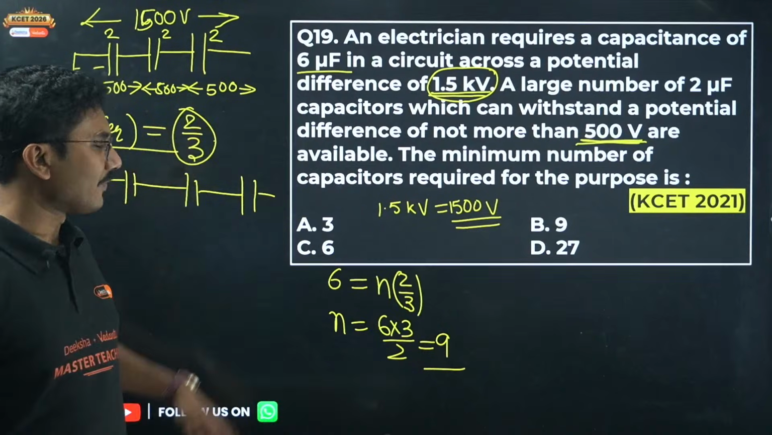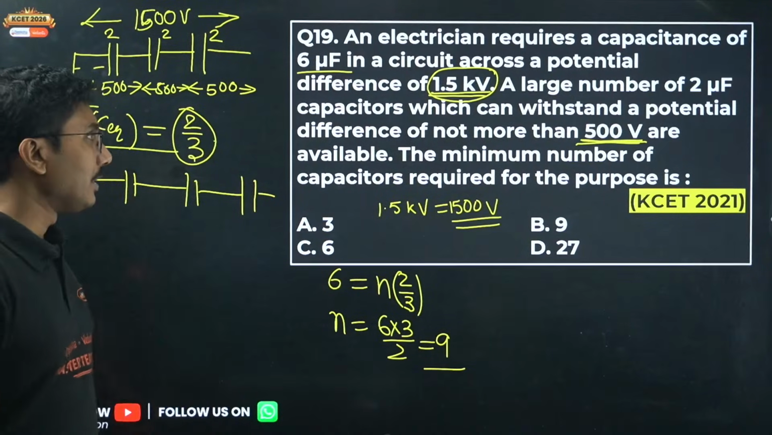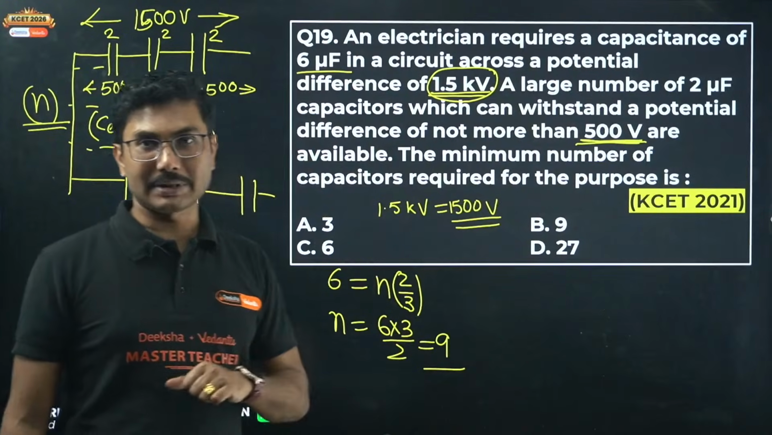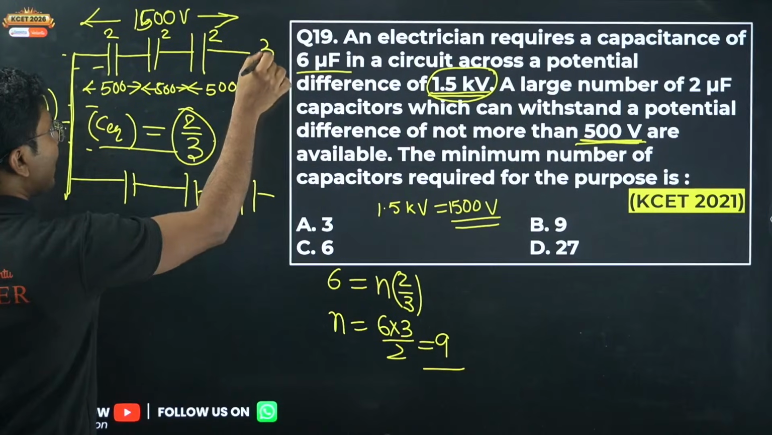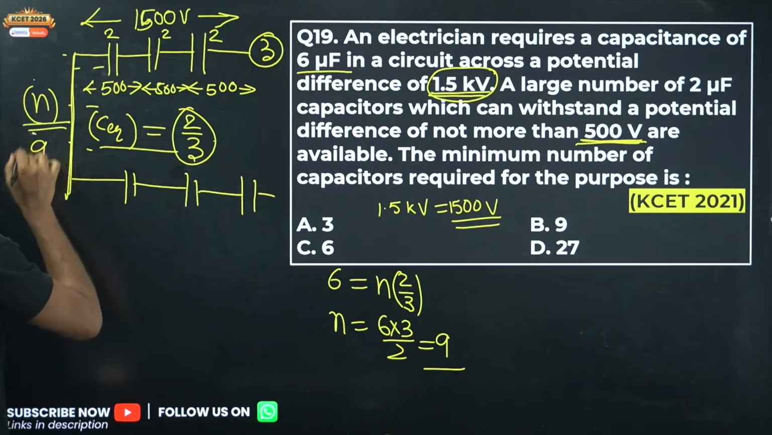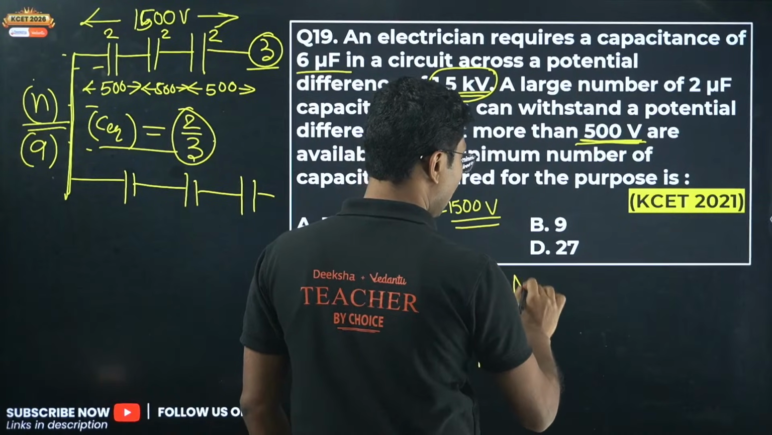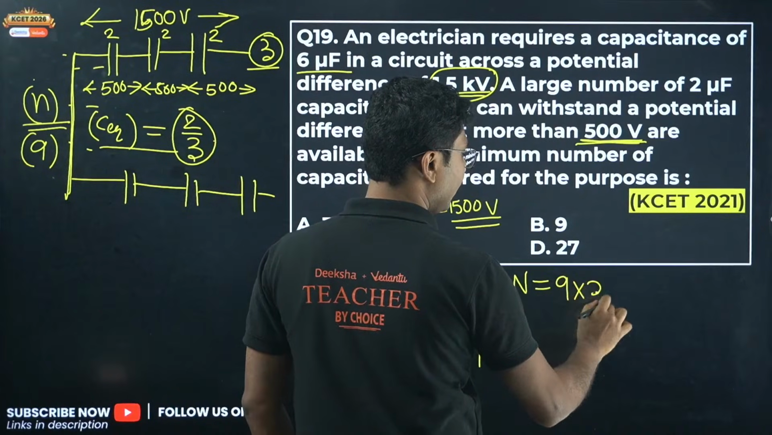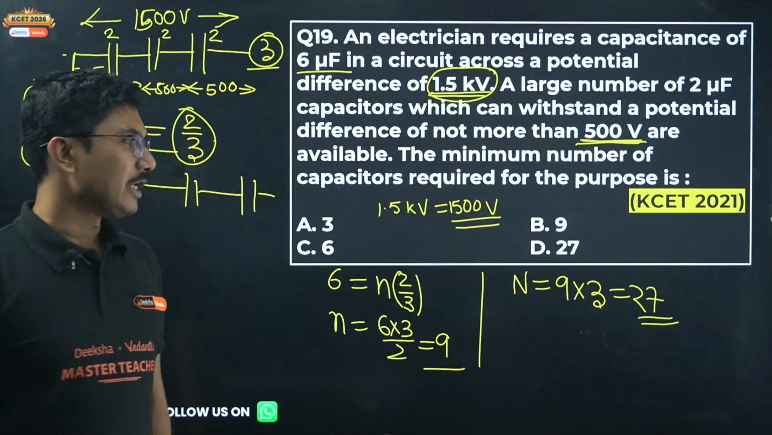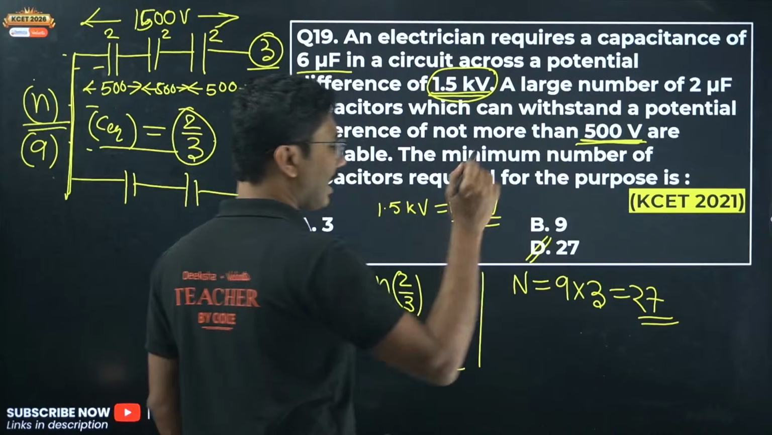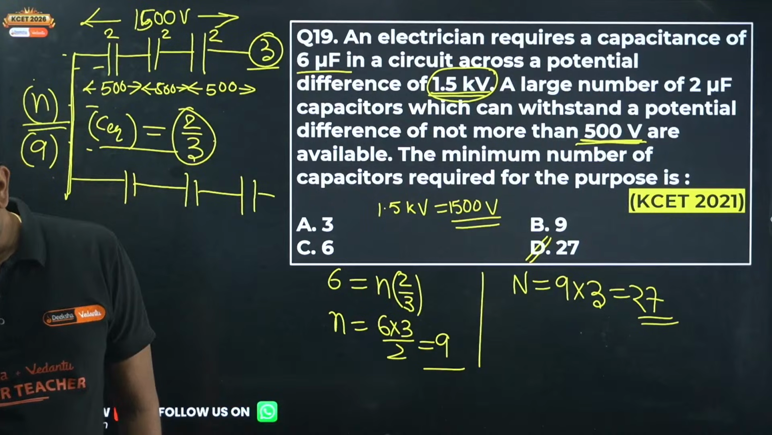Now if you answer after solving up to this point and mark 9, you will be wrong. They ask you the minimum number of capacitors. So 9 such rows are there, and each row has 3 capacitors. So the total number of capacitors is 9 into 3, that is, you require at least 27 capacitors, not 3, not 9, but 27.